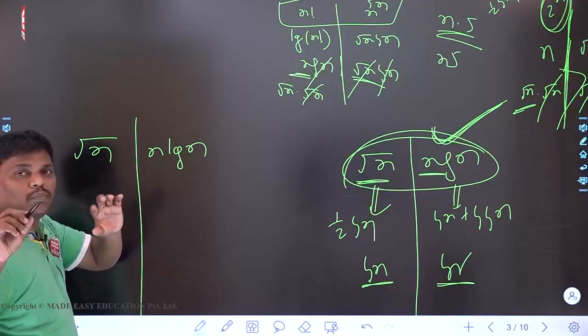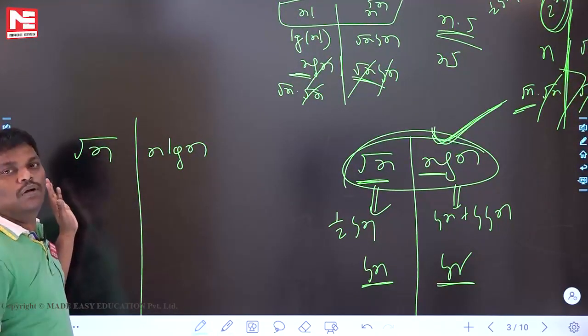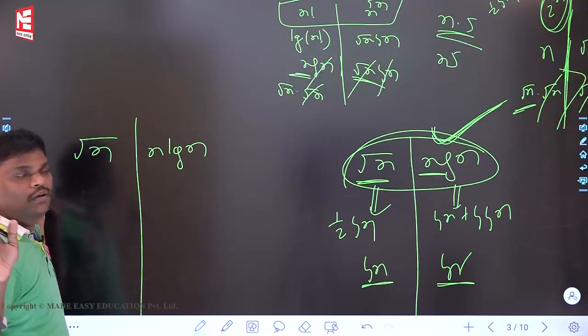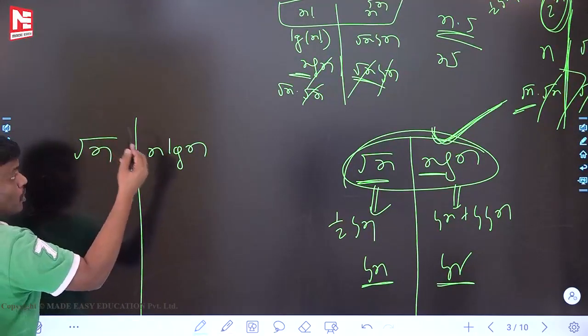Before applying log, don't apply log blindly. If you do anything blindly, it is definitely wrong. Don't do anything blindly, just use minimum common sense. Left is root n, right is going to be n log n. Still, if you want to use log, you can apply.